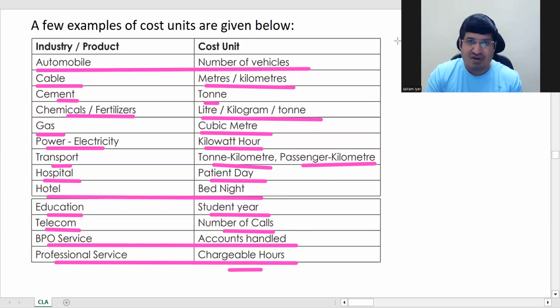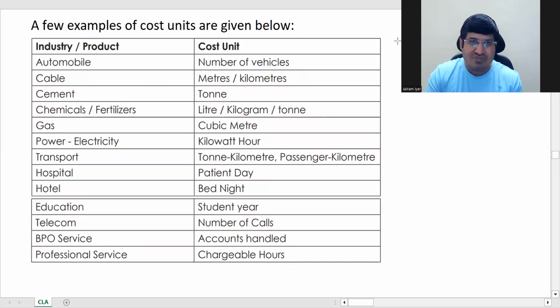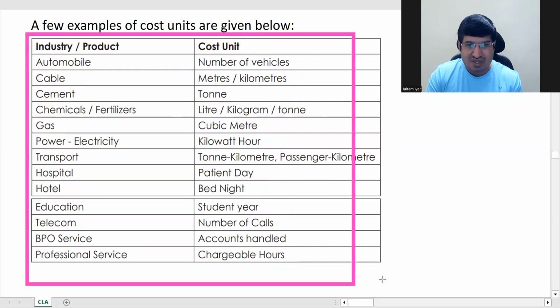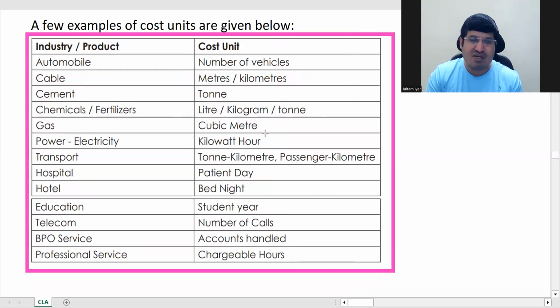Now, these are asked in objective questions. Every time at least one is asked, so you should know this. They will straight away ask, for example, to give the cost unit of a hospital, something like that.